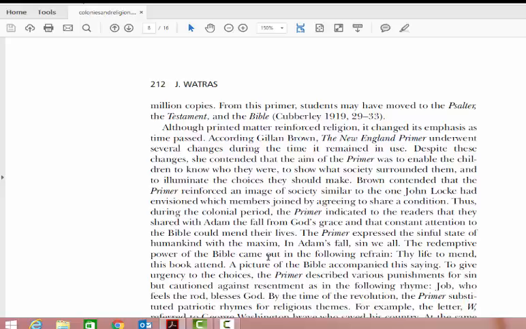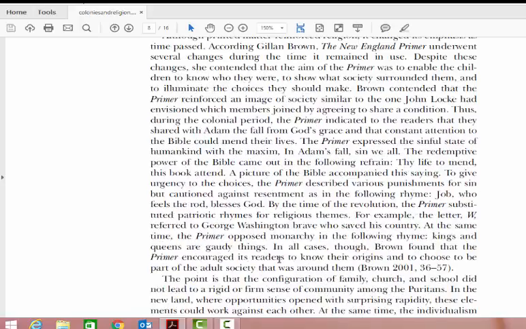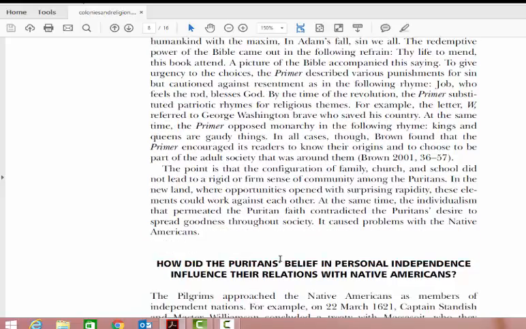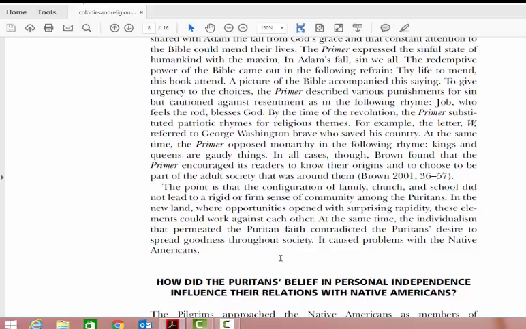So when you look at the original horn books, you see a lot of this idea of Adam's fall, that the Bible's there to help you, that you're supposed to mend your sins. You see a lot of that, a lot of tough reading. The point is the configuration of the family, the church, and the school did not lead to a rigid or firm sense of community among the Puritans. In the new land where money and opportunity flowed rampantly, these elements could work against each other constantly. At the same time, the individualism that permeated the Puritan faith contradicted with the Puritans' desire to spread goodness through the society. And therefore, it caused problems with Native Americans.